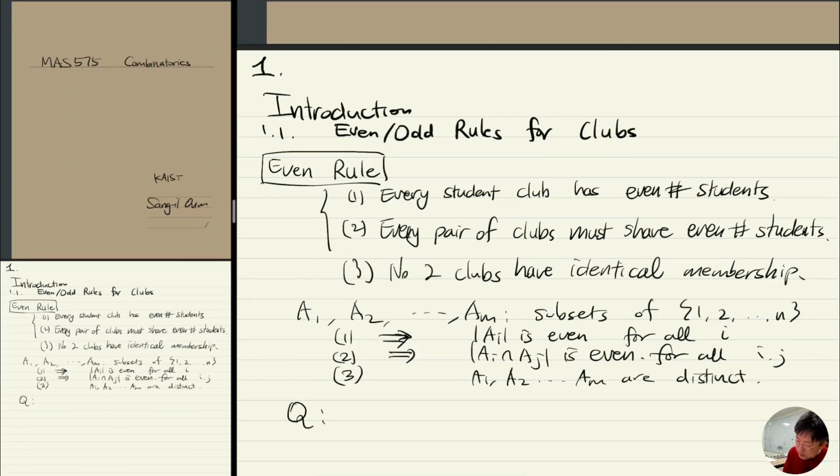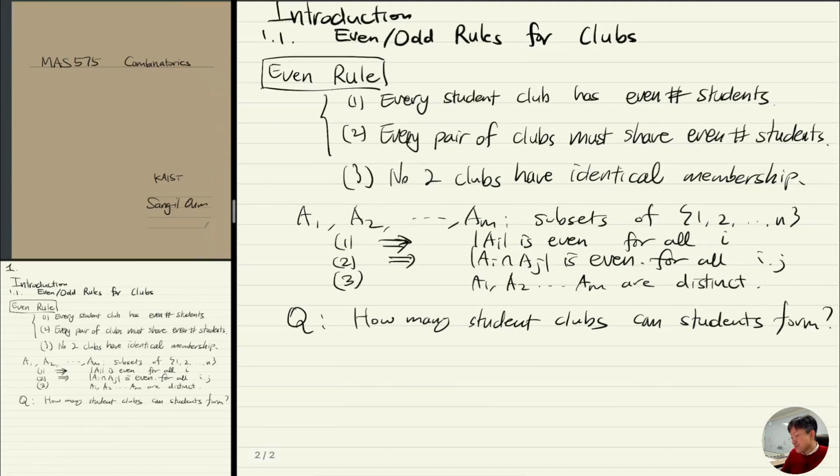So what is the question? The goal of this rule was to limit the number of possible student clubs. So how many student clubs can students form? You cannot have 2 to the n student clubs, because 2 to the n is the number of subsets of an n-set, and among them there are subsets of odd size. So that's forbidden.